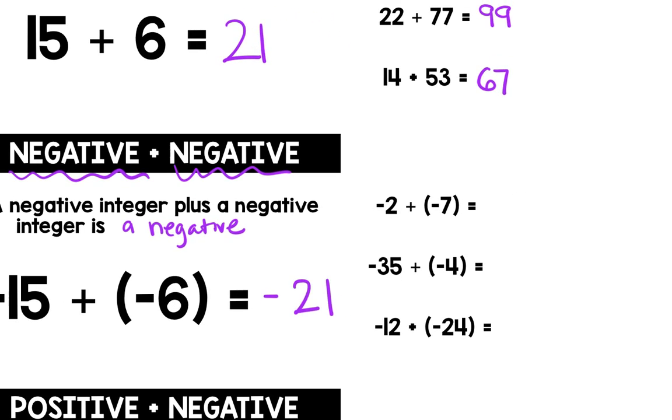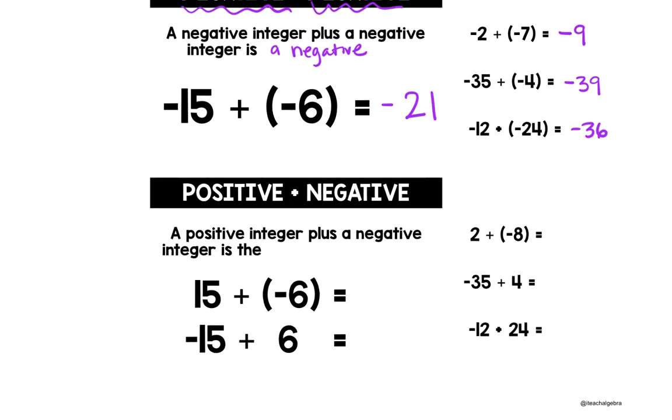So negative 2 plus negative 7 is negative 9. 35 negatives plus 4 more negatives added to that army there, you're going to get negative 39. 12 negatives plus 24 negatives is 36 negatives. So those are kind of the straightforward scenarios when you're adding like for like.